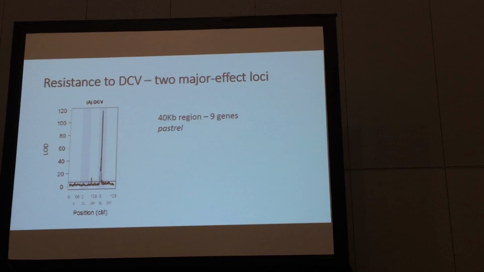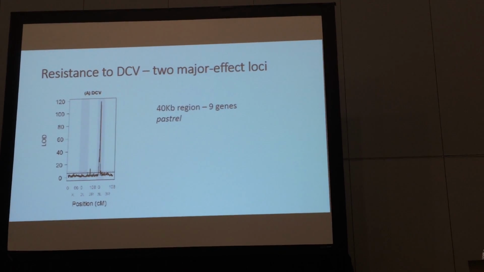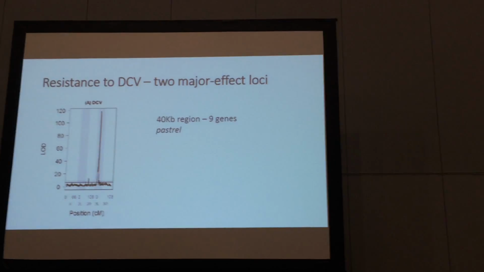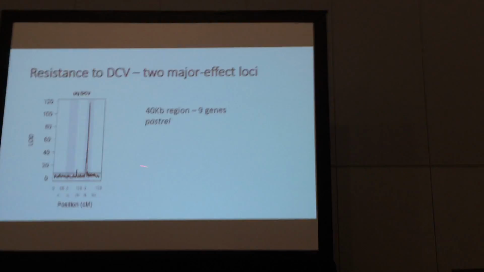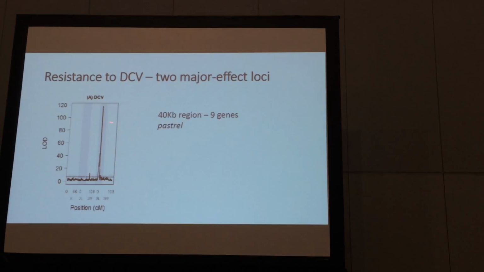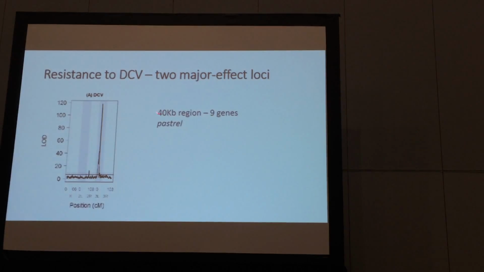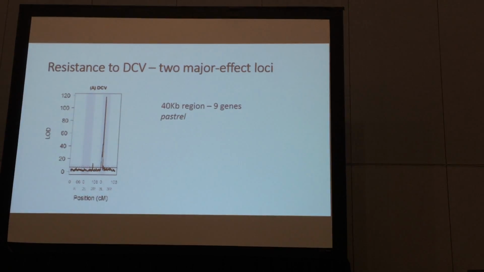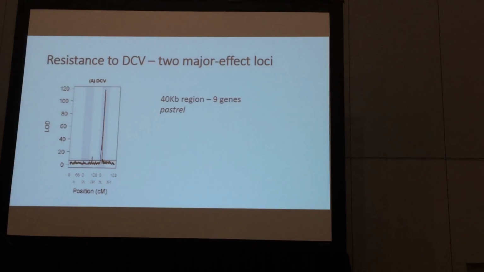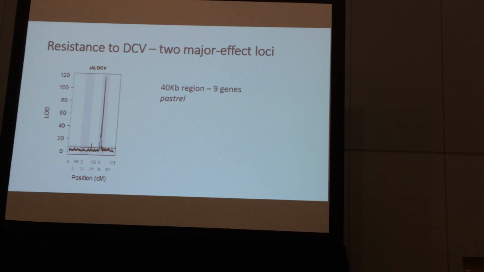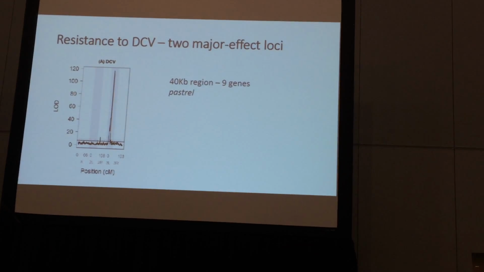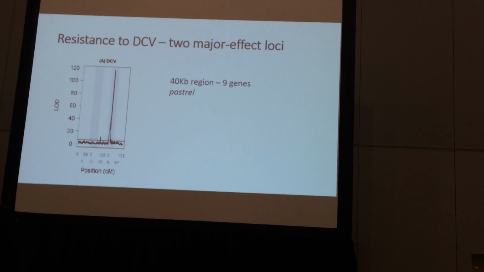Then we did our QTL analysis to map the loci associated with resistance. For DCV, first we found a major peak on the left arm of the second chromosome. That peak defined a 4 kb region with 9 genes. One of the genes was pastrel. This is a gene that was previously associated with resistance to DCV. So we are doing something right here, but we're not getting anything new. It's the same old gene.